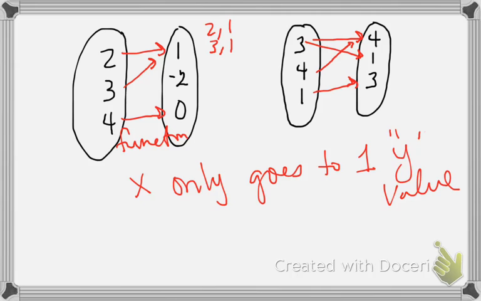Look at my next example. If you look at 3, it has two arrows, one pointing to 4 and the other pointing to 1. This means that you have 3, 4, and 3, 1. Both 3's are in the x value. So does that x value only go to one y value? No. So this is not a function.